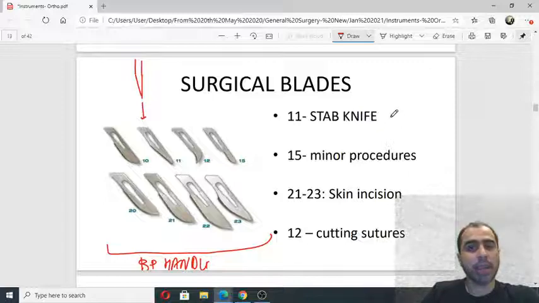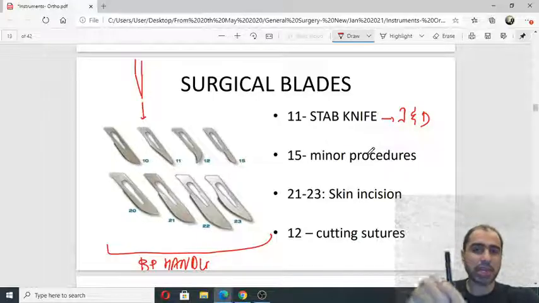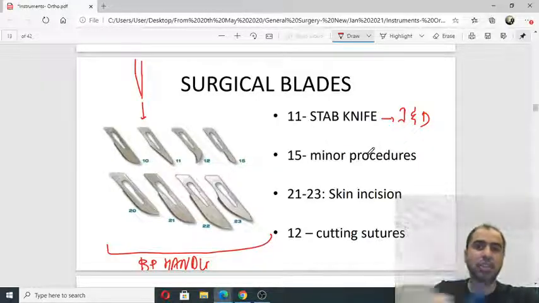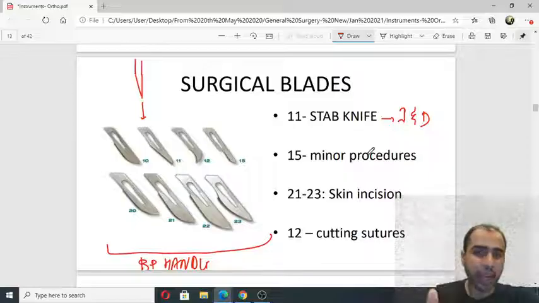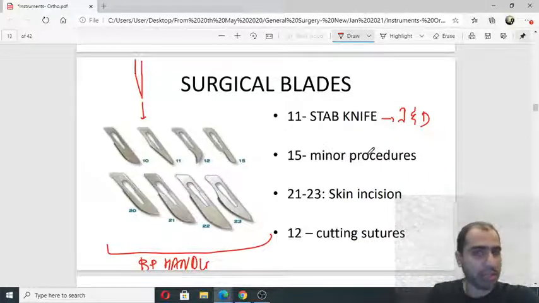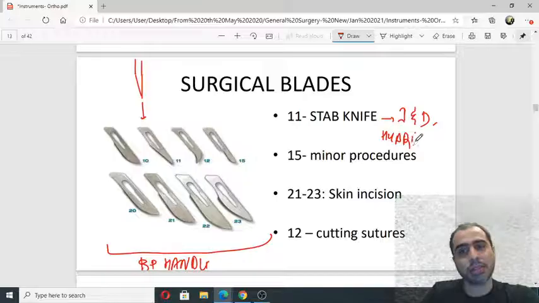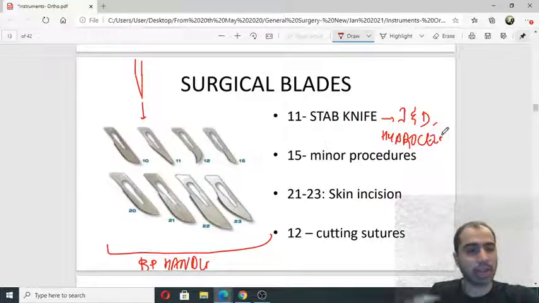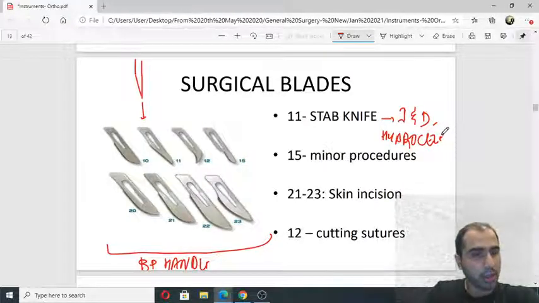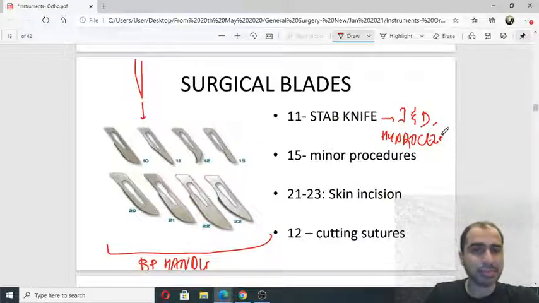This 11 number blade, also called stab knife, is used for incision and drainage of abscess cavities. If there is an abscess and I want to puncture it, I will puncture it with this. If there is a hydrocele and I want to puncture it, remove the fluid and then do the sac eversion, I will use this stab knife. So incision and drainage, hydrocele drainage. Mind you, hydrocele treatment is not drainage alone. You drain the hydrocele and then you evert the sac. I hope you haven't forgotten Chapules.